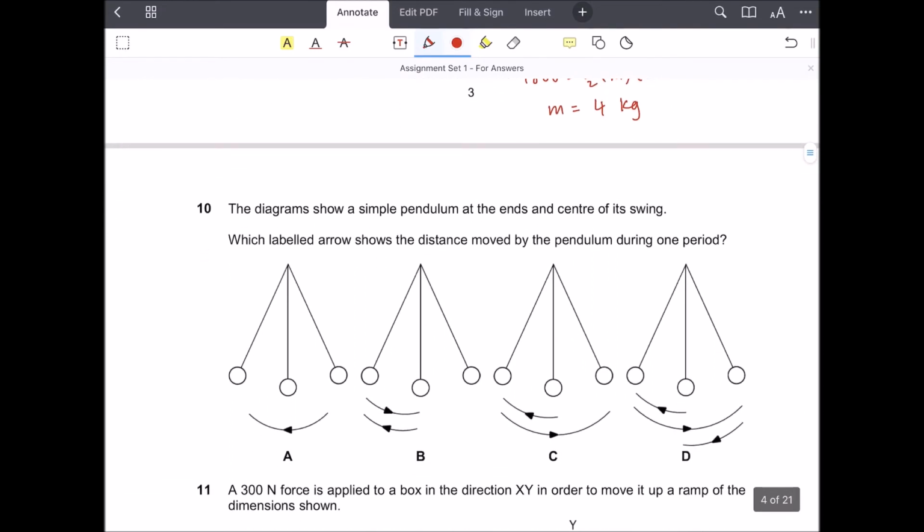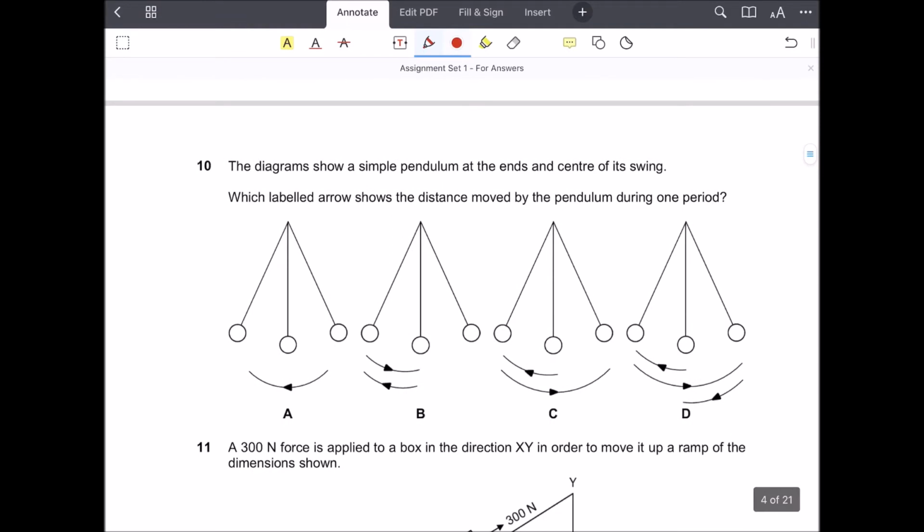Question number 10, if I notice, the question is asking me for the distance moved by the pendulum during one period. So one period is also known as one oscillation, or the time taken for one oscillation. So one oscillation, you'd know that it would be from one extreme to the other and back. This is one oscillation. So I need to notice that it has to go from one end to the other and back to its original. So the answer would straight away be D.